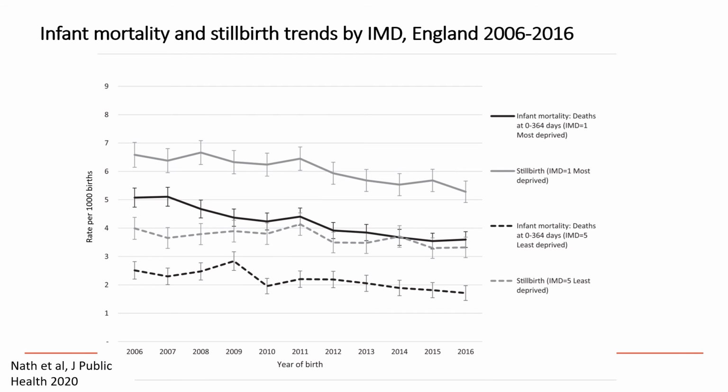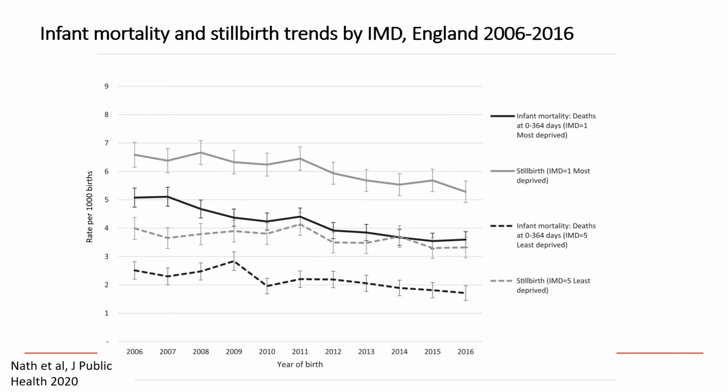So I just wanted to show you some results from our project. For our first piece of work, we used openly available stillbirth and infant mortality data to look at trends in stillbirth, perinatal and infant mortality by deprivation level in England. And as you can see on this slide, the grey lines are stillbirth rates over time, and the black lines are infant mortality rates over time.